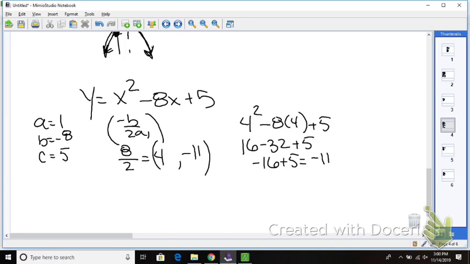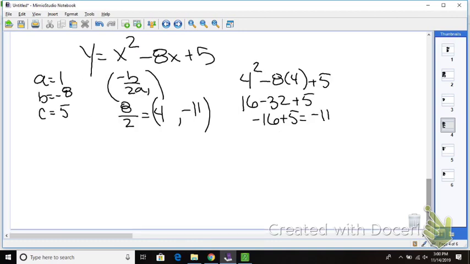Okay, let's check our vertices to see if it's the same. So you do negative b over 2a. B was negative 8, so I used a positive 8 over 2 times 1. So I have 8 over 2, which is 4. Then I plug 4 in for my x's, and I have 4 squared minus 8 times 4 plus 5. So 16 minus 32 plus 5 works out to be negative 11. Everybody agree with that? Okay, so what is my y-intercept going to be? The y-intercept is going to be 5.